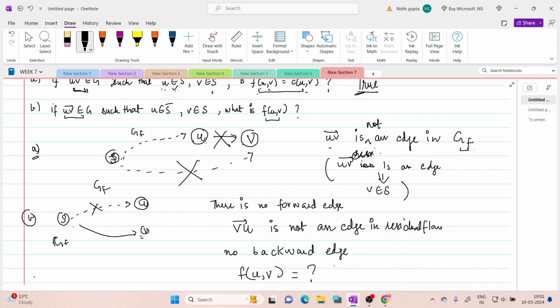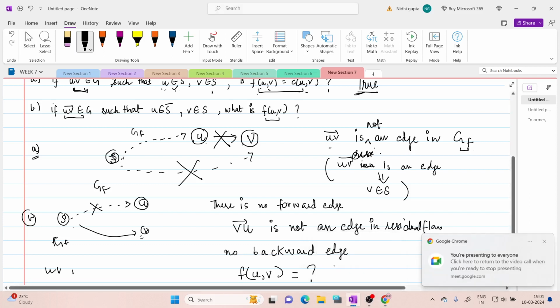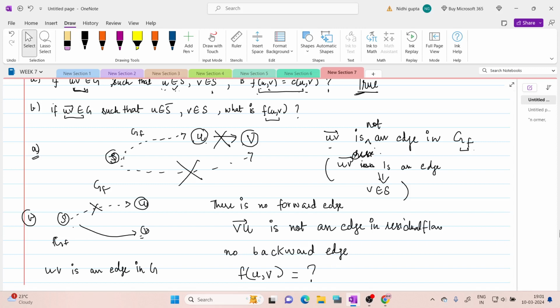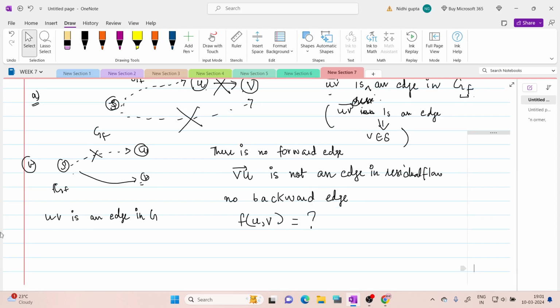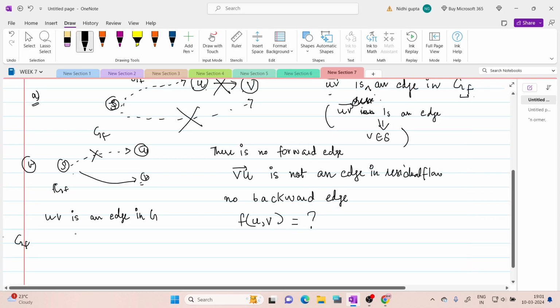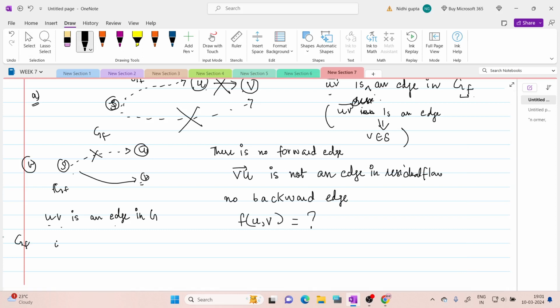See, I'm just saying that UV is an edge in G, the original network. Then we are looking at GF, the residual flow. In the residual flow there are only two possibilities: there will be a forward edge and there can be a backward edge. But since U belongs to S bar and V belongs to S, there is no backward edge in the residual flow.